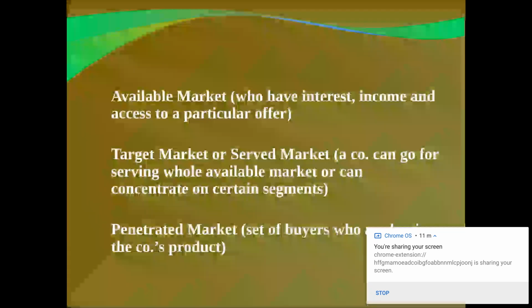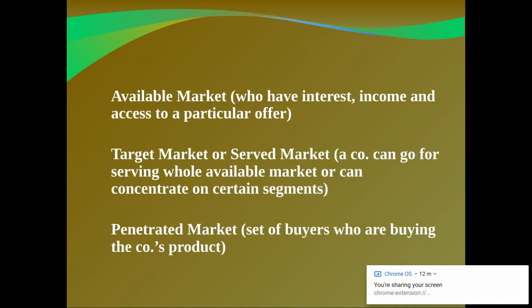Available markets are those who have interest, income, and access to a particular offer. Now, target market and penetrated market. Available market is who have interest, income, and access to a particular offer. Target market or served market: a company can go for serving the whole available market or can concentrate on certain segments. Penetrated market is a set of buyers who are buying the company's products.